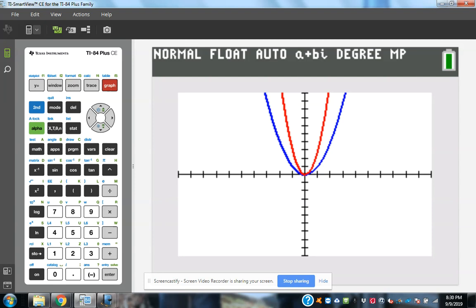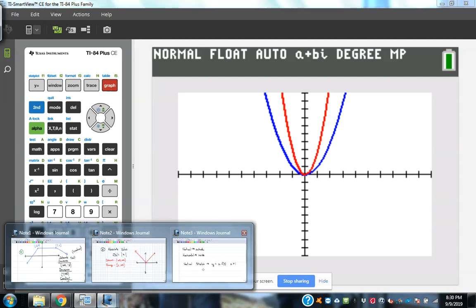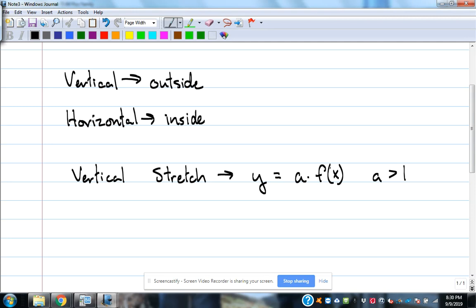Look at it. The silly putty was stretched this way, made it skinnier. That's what it looks like to do a vertical stretch. It pulls that graph and makes it skinnier. That's what a vertical stretch looks like. Okay? So for a vertical stretch, you're going to multiply by something out in front, outside.